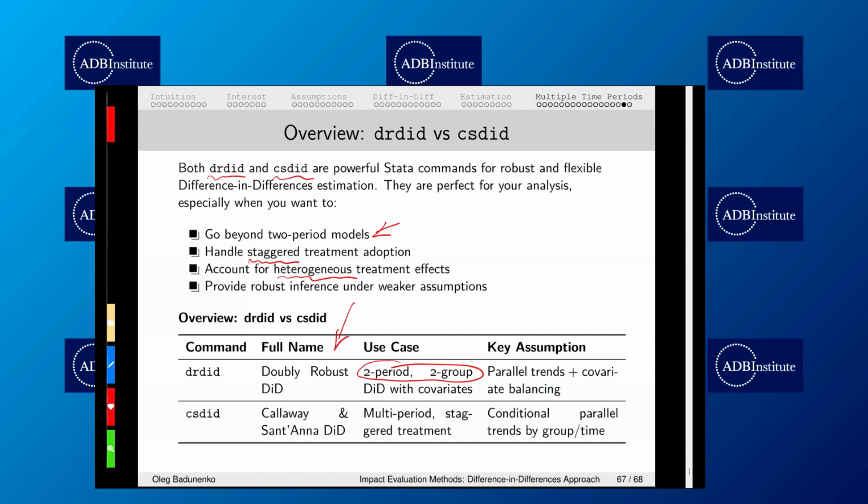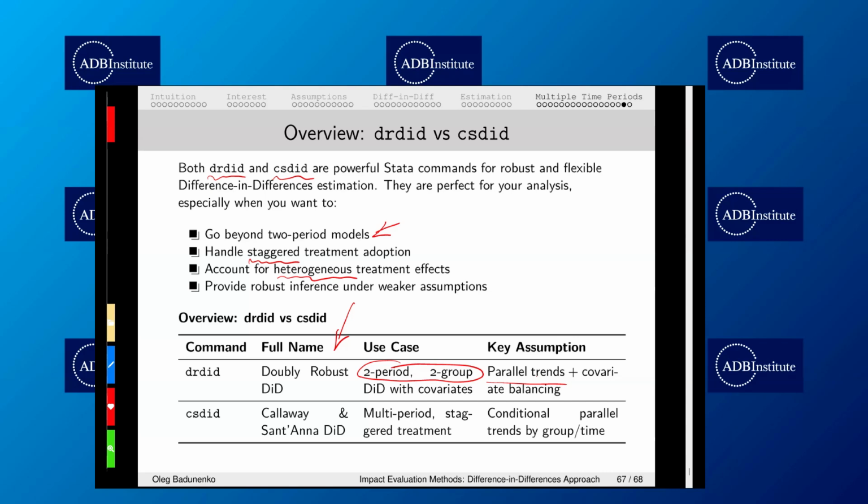Now, the key assumption for this command is parallel trends and covariate balancing, meaning that you don't have covariates which have completely different distributional properties. And you may also think about this as an overlap assumption.